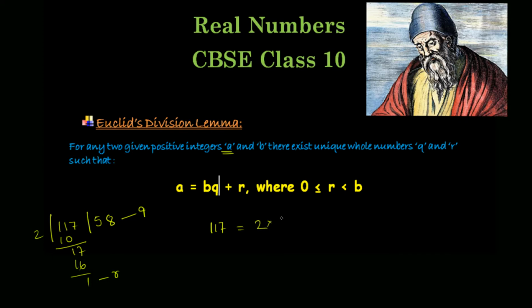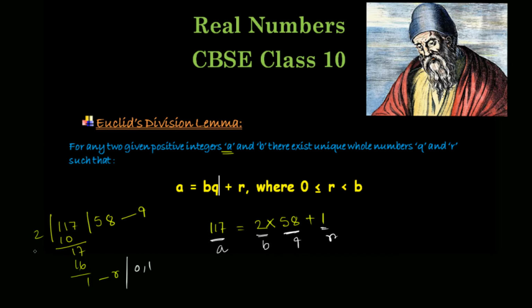So 117 can be written as 2 into 58 plus 1, that is, the divisor into the quotient plus the remainder. Now if you compare, the given number is A as 117, B is 2, because we are dividing by 2, and we got two unique whole numbers, Q and R. So 58 is the quotient Q, and 1 is the remainder R.